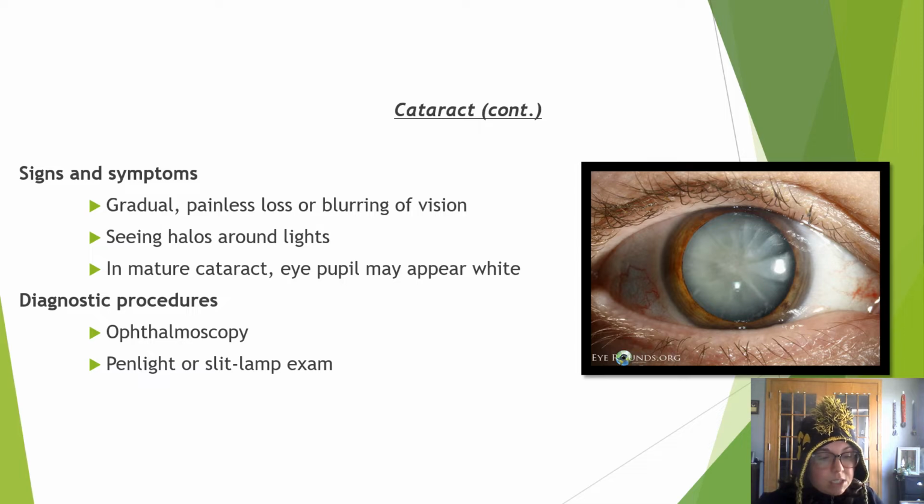Cataract continued. Signs and symptoms of a cataract would be a gradual and painless loss or blurring of vision. The patient will be seeing halos around lights, and in a mature cataract, the pupil may appear white, like in this image. Ophthalmoscopy and penlight exams are used for diagnosis.